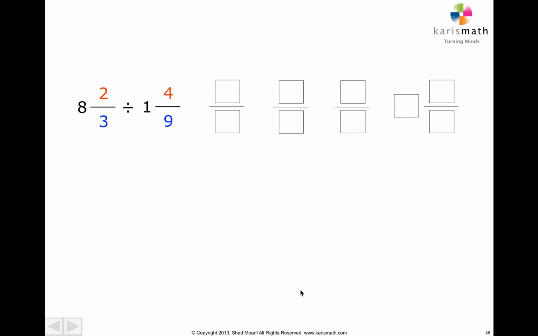I strongly recommend that you reduce as much as you can. Now, if you have mixed fractions or mixed numbers, turn these all into thirds and turn these all into ninths. So how many thirds do you have here? 26 thirds. And how many ninths do you have there?